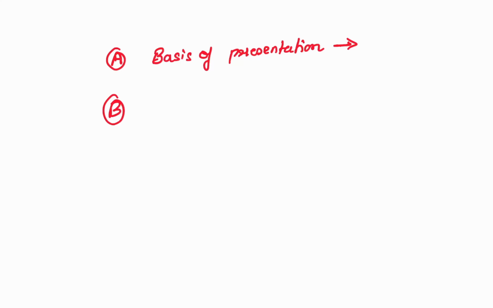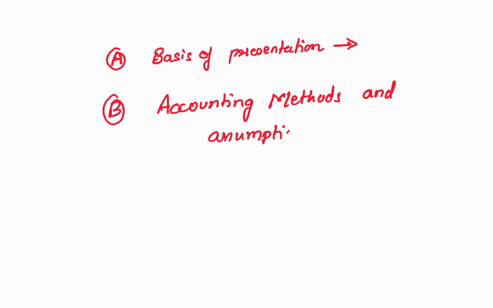Clear? Second we have is accounting methods and assumptions. See, basically, when you study the accounts in more detail, you will identify that there are multiple ways of calculating the same thing. Like when it comes to inventories, there are two methods which are generally used. One is FIFO, another one is LIFO. So which method have you actually used to calculate the inventory?